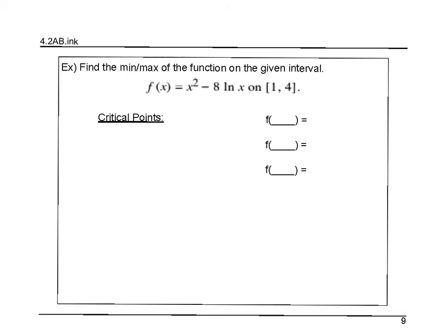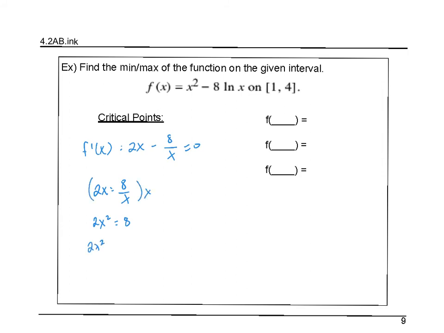So find the min and max of this function. So we have x squared minus 8 ln x. So f prime equals 2x minus 8 over x. Set that equal to 0. 2x equals 8 over x. If I multiply by x, so I can kind of move things around here, I would have 2x squared equals 8.